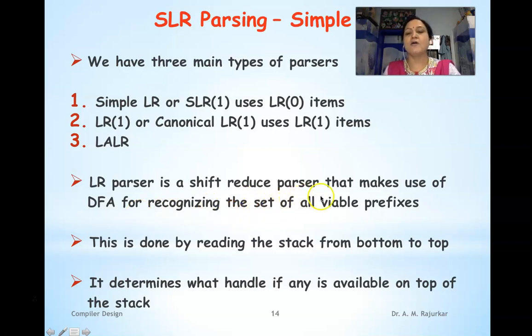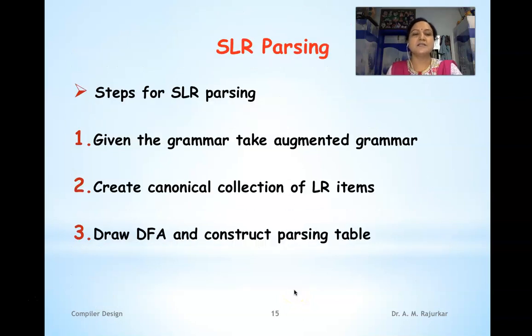The LR parser is a shift-reduce parser that makes use of a deterministic finite automaton for recognizing the set of all viable prefixes available on top of the stack. This is done by reading the stack from bottom to top. We have seen in the previous lecture, with an example, how we move input symbols from the input buffer onto the stack, and how viable prefixes on the stack are recognized by the DFA. The DFA also recognizes the handle, if any, available on top of the stack.